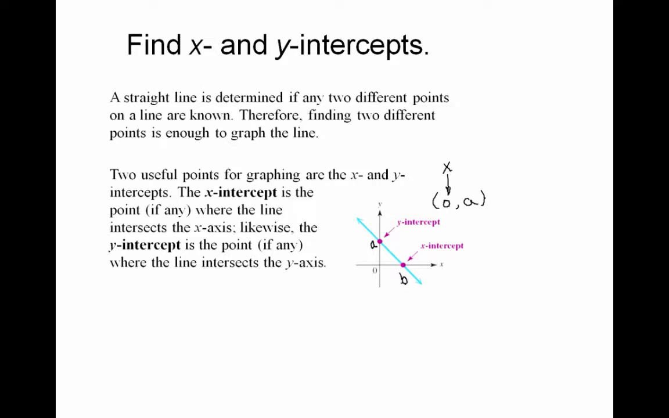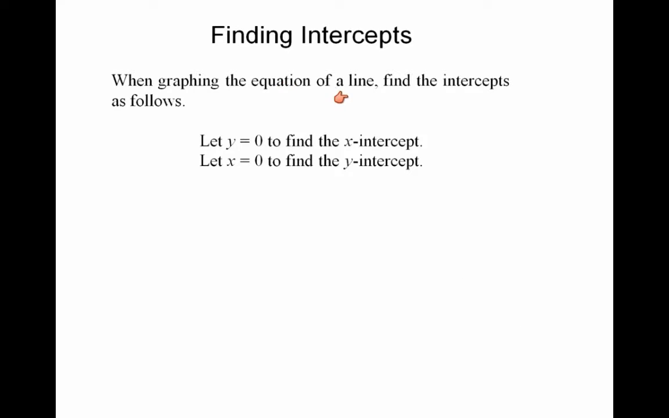Now similarly, if I want to find the x-intercept, let's say this is B. At this point, the ordered pair would be B, comma 0, because we're not moving on the y-axis. To find the x-intercept, I just have to let y be equal to 0 and solve for x. When graphing the equation of a line, find the intercepts as follows. If you let y be equal to 0 and solve for x, that would be your x-intercept. If you let x equal 0 and solve for y, that would be your y-intercept.